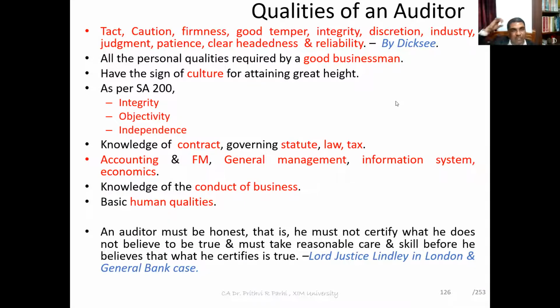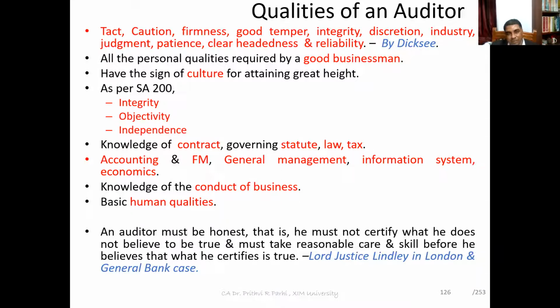So in sum, we can say an auditor should have all the personal qualities which are required to become a good businessman. He should have a sign-up culture for attaining great heights. And out of this, if you see the auditing standard SA 200, three things are extremely important for us: integrity, objectivity, and independence. These three qualities auditors should have. We'll be discussing these things in detail. What is the meaning of all these things?